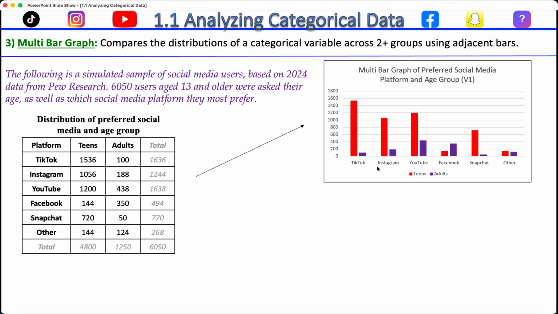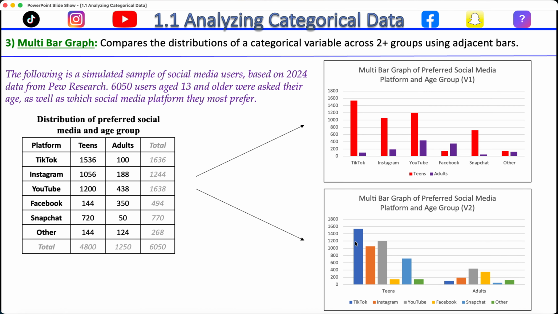So rather than let our categories be the social media preferences and compare the teens versus adults, what if we do it the other way? What if I instead swap the categories and I swap the x-axis? Instead, I'll let the x-axis be the age groups, and I'll let the categories be the social media preferences. So now, this is better for comparison.